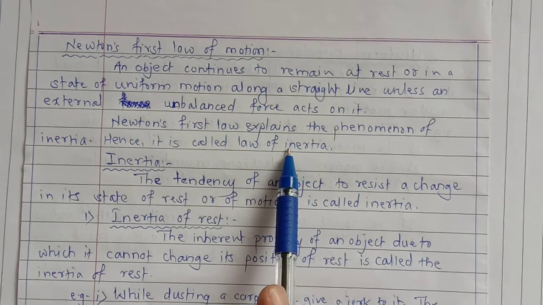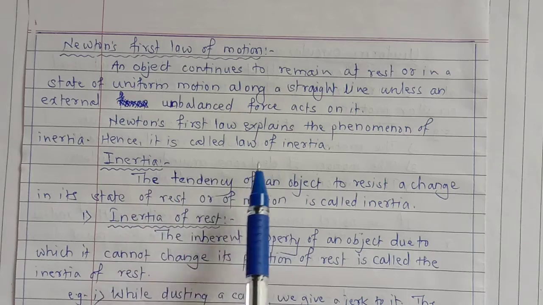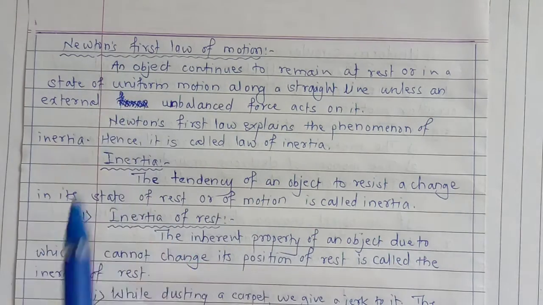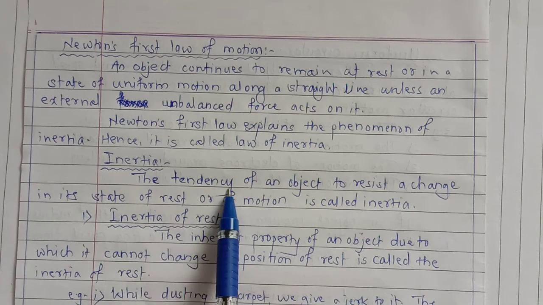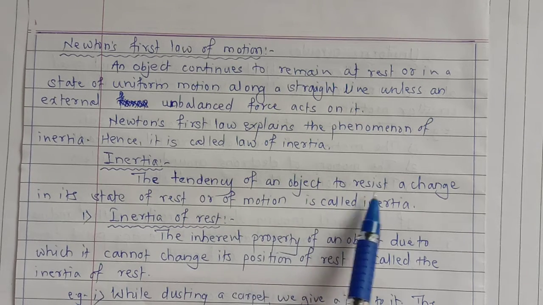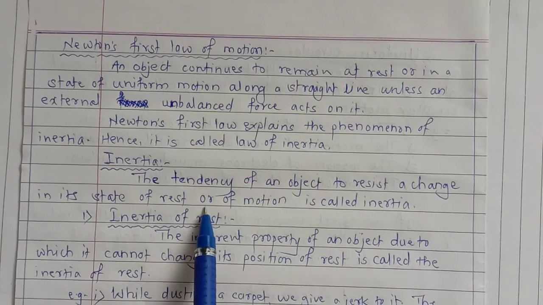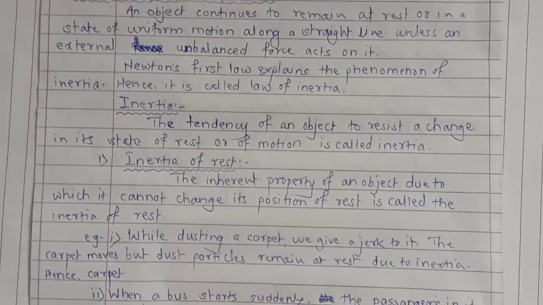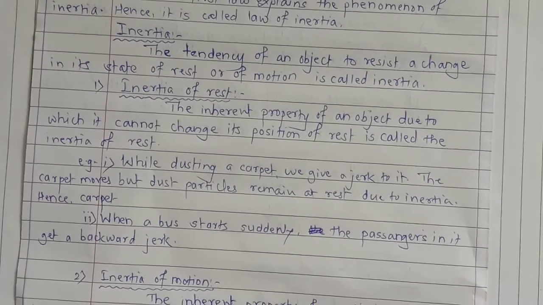So what is meant by inertia? Let us see what is meant by inertia. You will understand this law also. Inertia is the tendency of an object to resist a change in its state of rest or of motion. There are three types of inertia. First is inertia of rest.